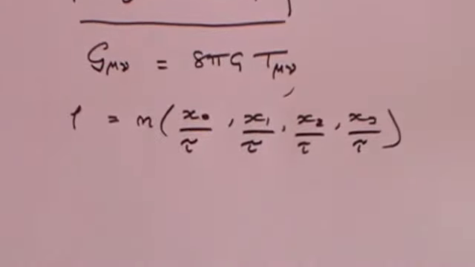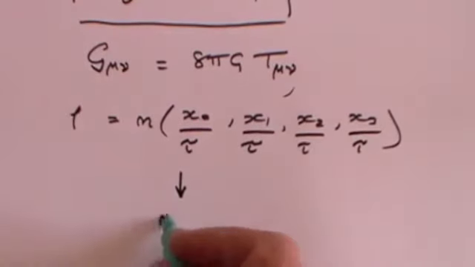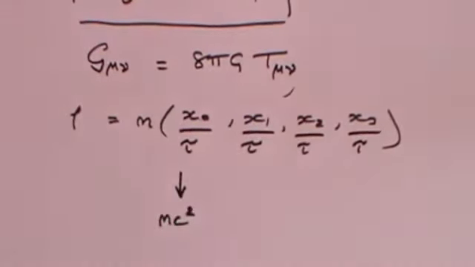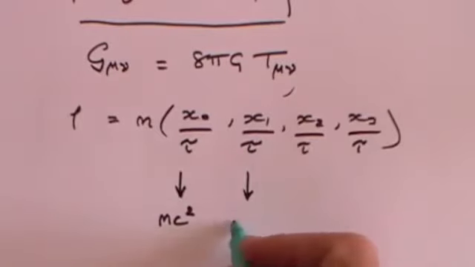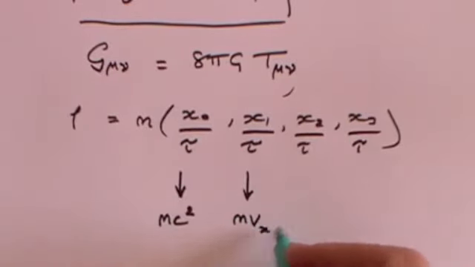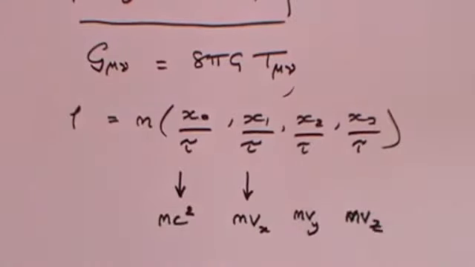And what we showed was that if you reduce this term, you get essentially an mc squared, which is energy, E equals mc squared. And these terms all effectively become the momentum in the different coordinates. So it's mv in the x direction, mv in the y direction, and mv in the z direction.